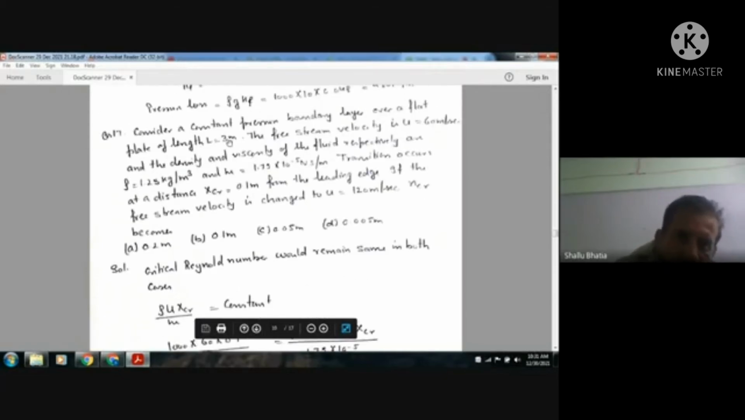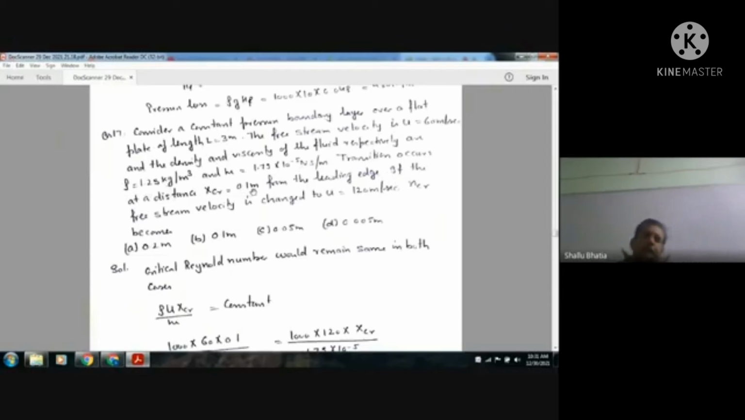and for the two conditions given, we can figure out xcr. So equating these two Reynolds numbers, this cancels out, the 60 and 120. Okay, so according to the first condition, u is 60, mu is 1.79 times 10 to the minus 5, and rho is 1.23. Okay, and xcr is 0.1, and we will get the critical Reynolds number.